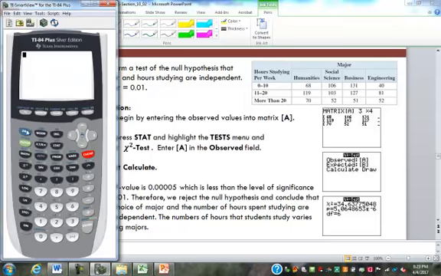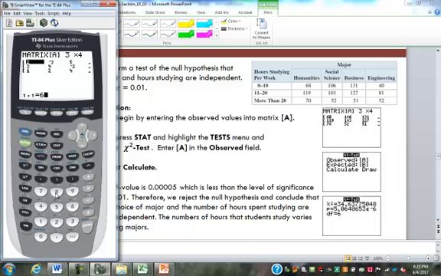We'll clear this off. We're going to go matrix. So second matrix is right here above the x negative 1. Brings us to the matrix menu. We're going to go to edit. Select the first one. This is rows by columns. There are 3 rows and 4 columns. So this is a 3 by 4 matrix.